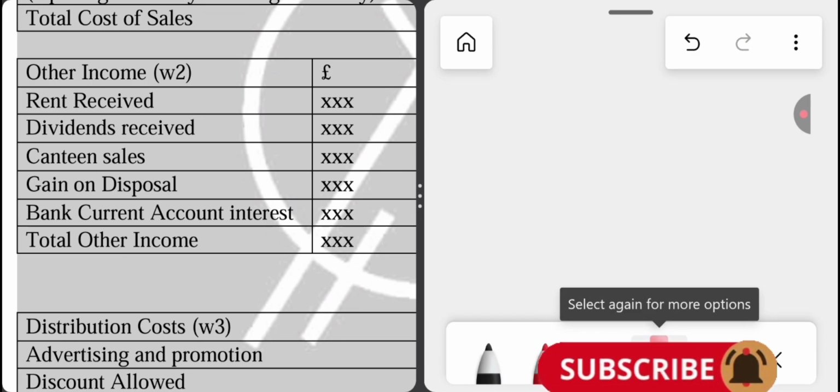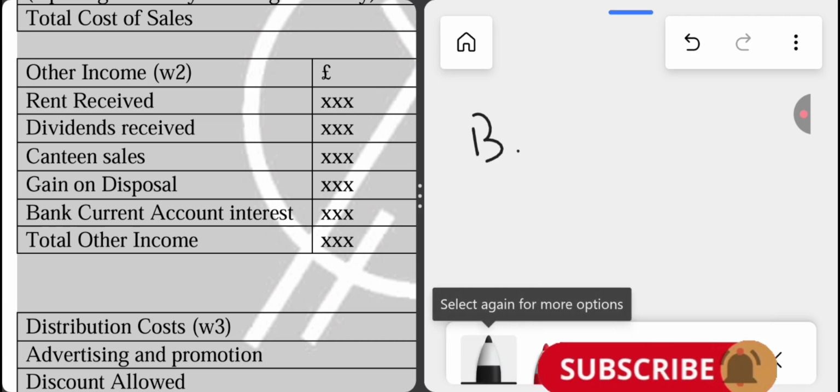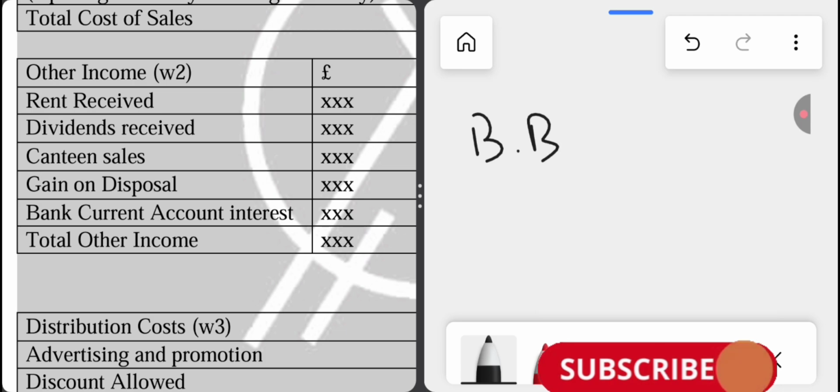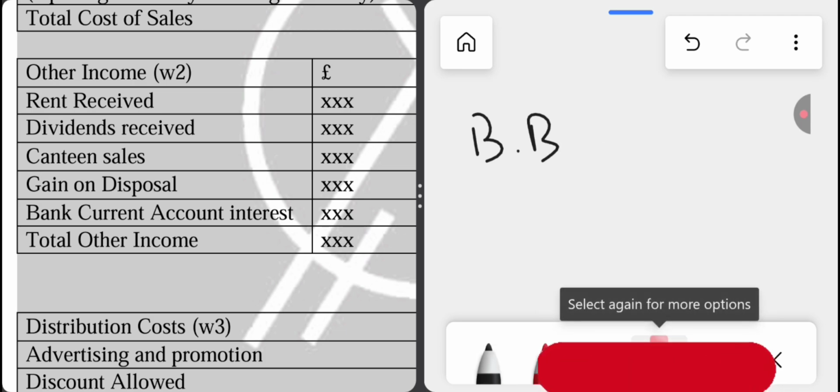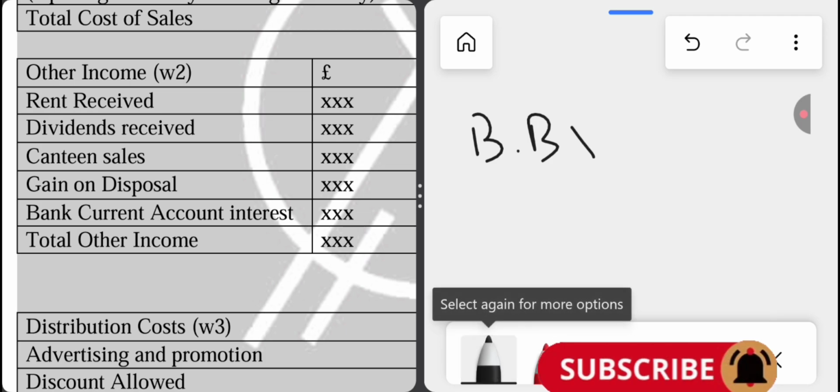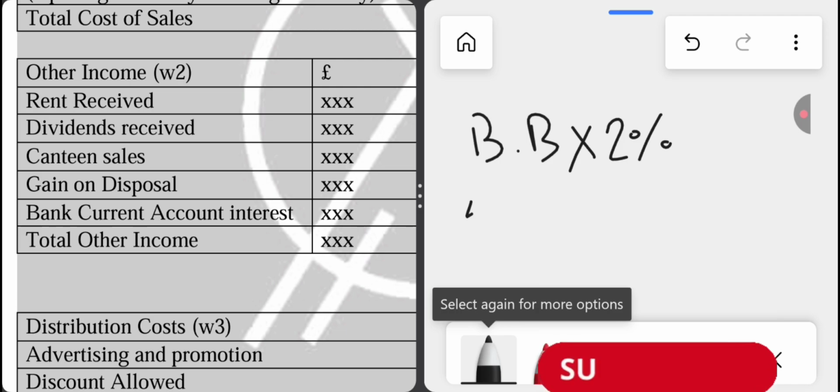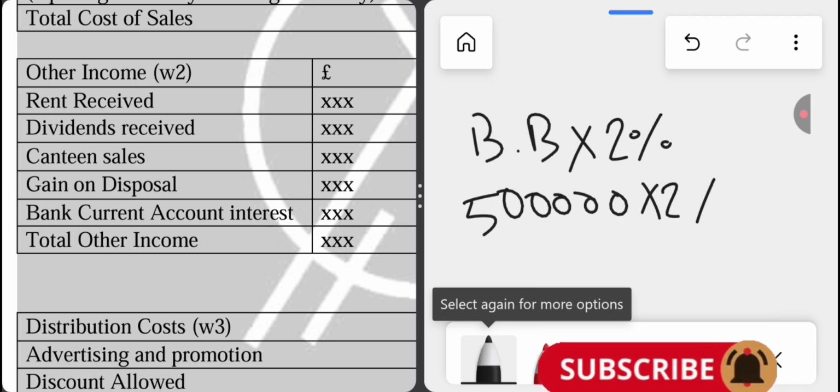Now come to bank current account interest. What does bank current account interest mean? It is the money received by the business as interest on the principal amount of the bank balance, meaning every business has its bank balance, BB. Whenever the bank uses that money, in turn they give you a certain percentage as interest. Suppose you kept 500,000 in your bank, and the bank gives you 2% interest.